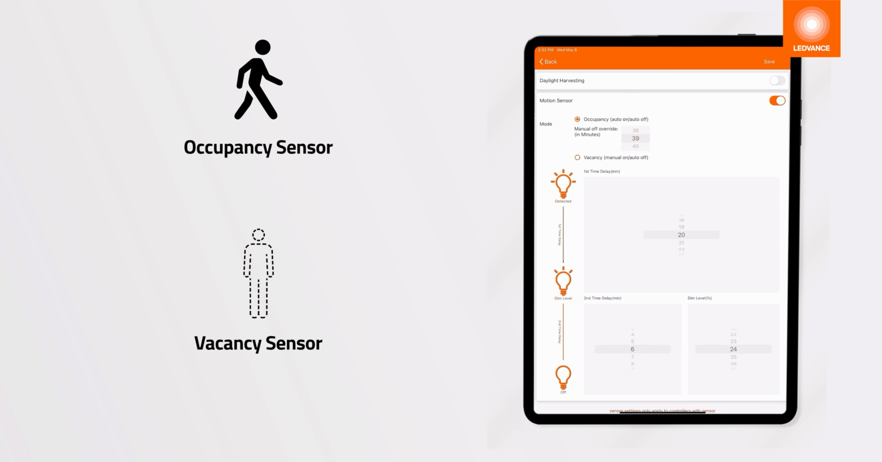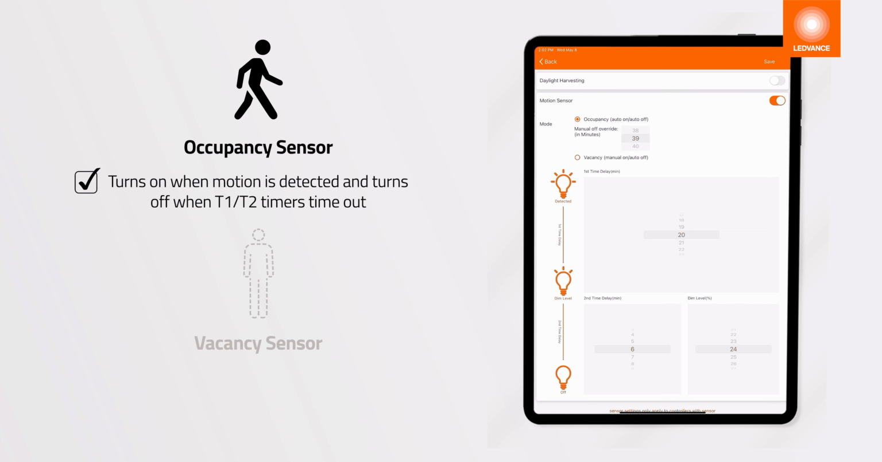There are two working modes or types of motion sensors: occupancy and vacancy. Each mode or sensor type has different auto mode settings. An occupancy sensor or sensor set to occupancy mode will automatically turn on when motion is detected, and either turns off or dims to a low-end trim when the first and second time delay timers time out.